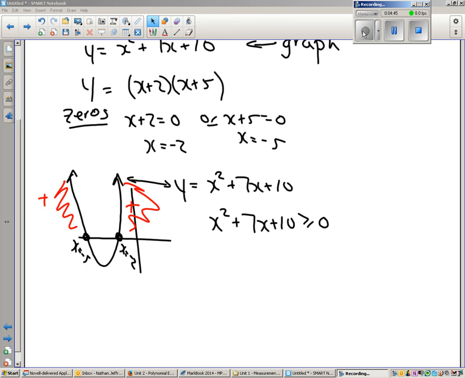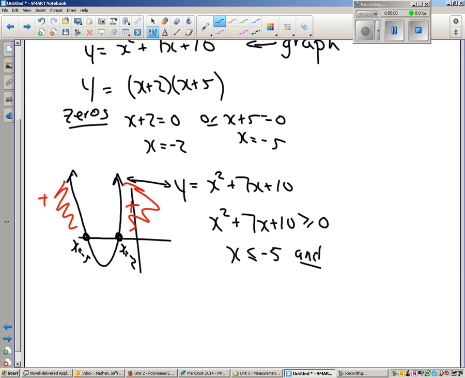We're looking at this. We have it anything to the left of -5. So we could say this expression is greater than or equal to 0 when x is less than or equal to -5. As well, it's greater than or equal to 0 when x is greater than or equal to -2. So we've just used a graph to solve an inequality.